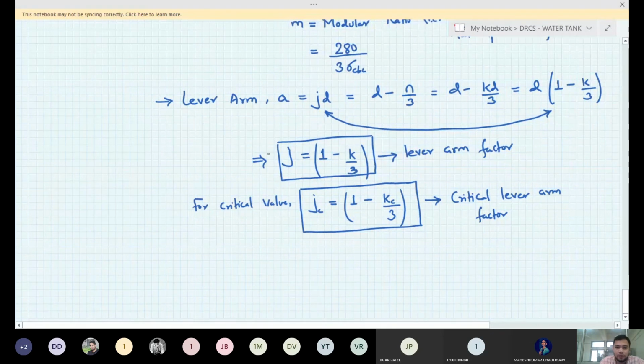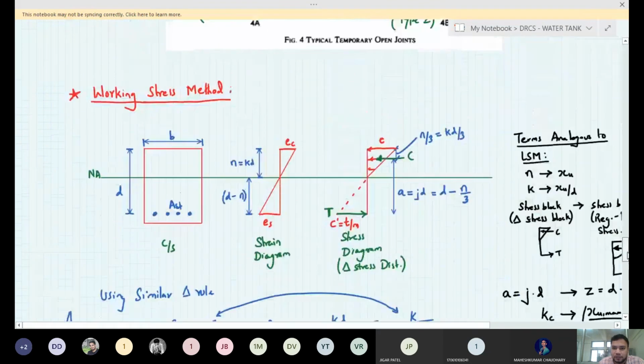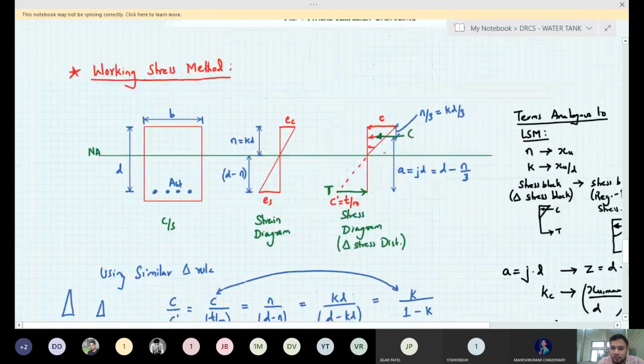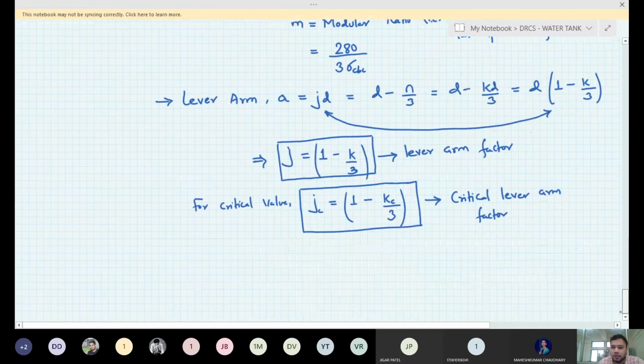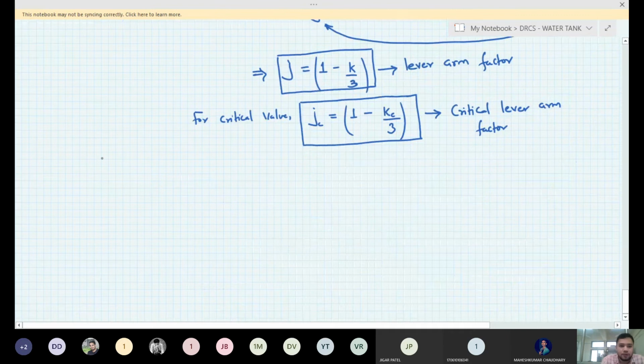Now we have the value of the lever arm, so we can find the moment of resistance. Moment of resistance is nothing but this C times the lever arm distance. If we are finding the moment of resistance with respect to C, it will be C times the lever arm distance. If we are finding it with respect to T, it will be T times this lever arm distance. So let us first find the moment of resistance with respect to C.